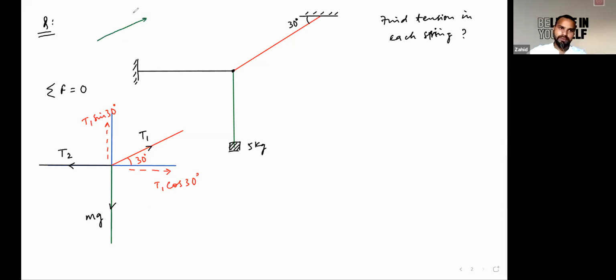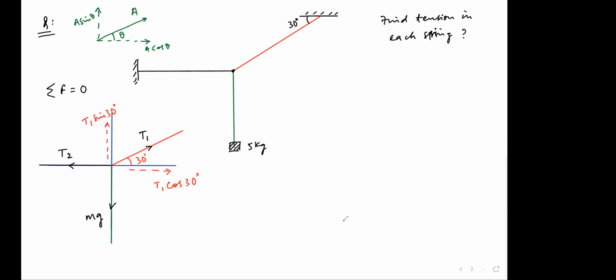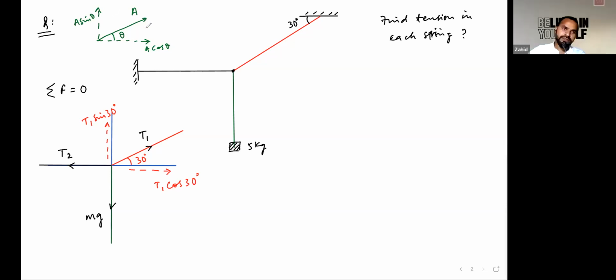Just see, whenever you have a vector A inclined at some angle theta, it will have adjacent components along this direction and this direction. So along theta, it will be A cos theta. Opposite to it will be A sin theta. Is it clear? Yes, sir. Understood. I defined this particular term, resolution of vectors, in chapter 4. Okay.